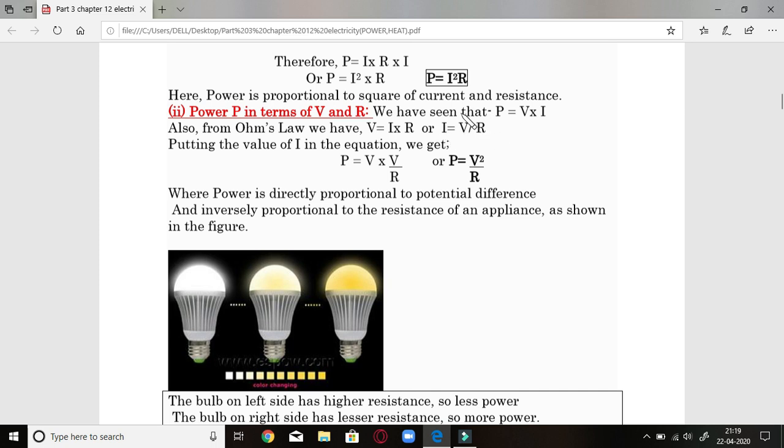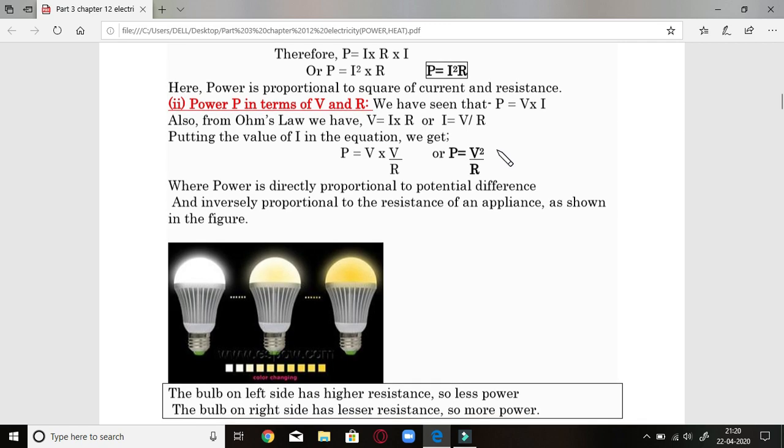Now since we get I is equal to V upon R, we will put it in the formula, and what we get is P is equal to V multiplied by V upon R, or P is equal to V square upon R. This shows that power is directly proportional to the potential difference also. But this is a formula which is generally used when appliances are attached in a parallel circuit.